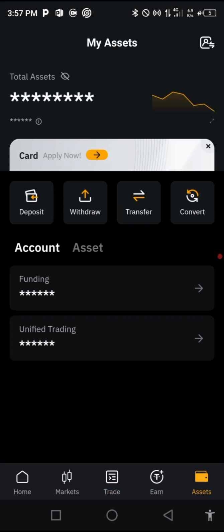You just go to My Assets, and once you click on your assets, you see that you have two wallets under your assets. You have the funding wallet and the unified trading wallet. Now every fund that is sent to you, even if you are doing P2P and someone sends funds to you, comes to what? The funding wallet. Then you can move it to the unified trading wallet if you want to use it to trade. So you just come here to transfer and click on it.